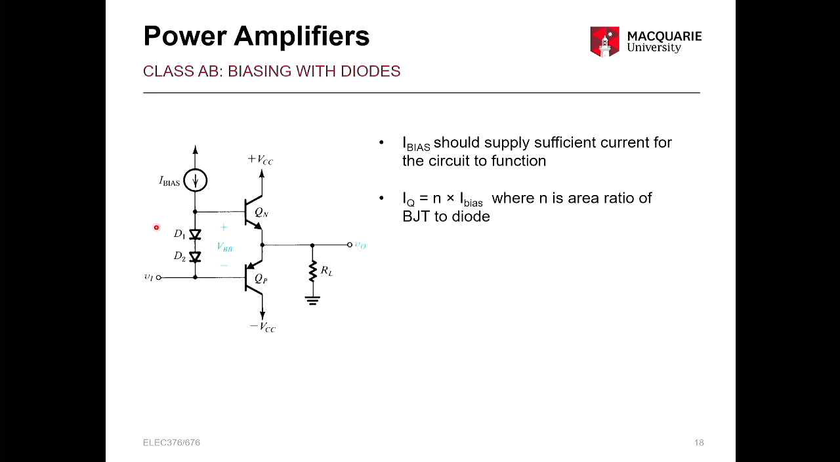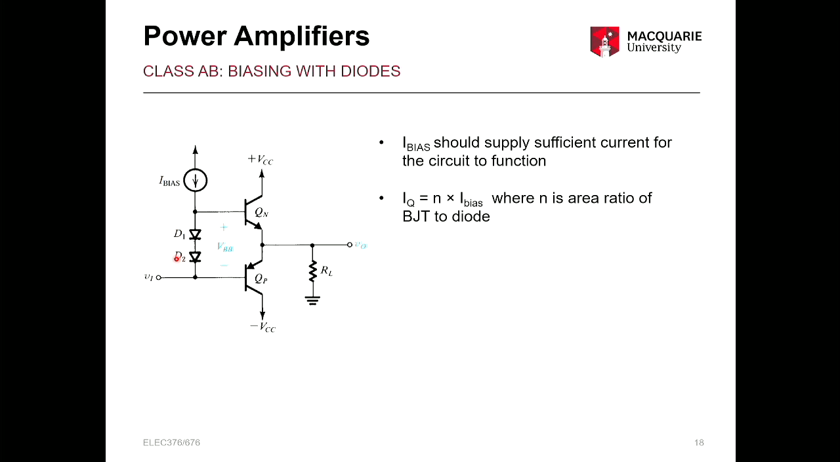Your quiescent current here is going to be equal to N times the I bias. The thing to note about the design is that N is the area ratio of the junctions of the BJT and the diode. The reason that becomes important is that with power amplifiers, you typically use power BJTs, which might have much larger junction areas, so they can handle much bigger currents. But you don't need such large junction areas for your diodes. You just want regular diodes for your power efficiency. Otherwise, you're wasting a lot of power over the diodes there.